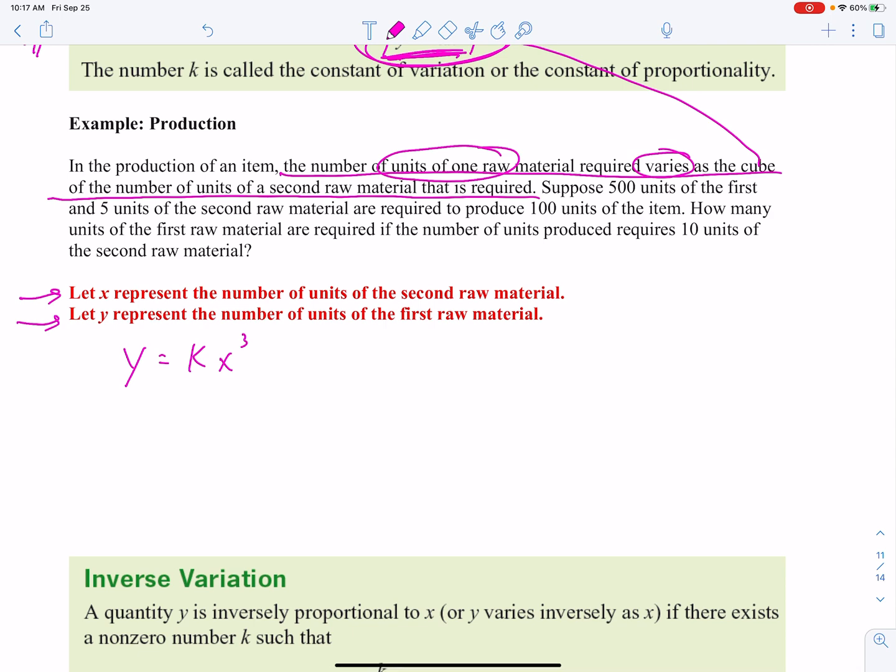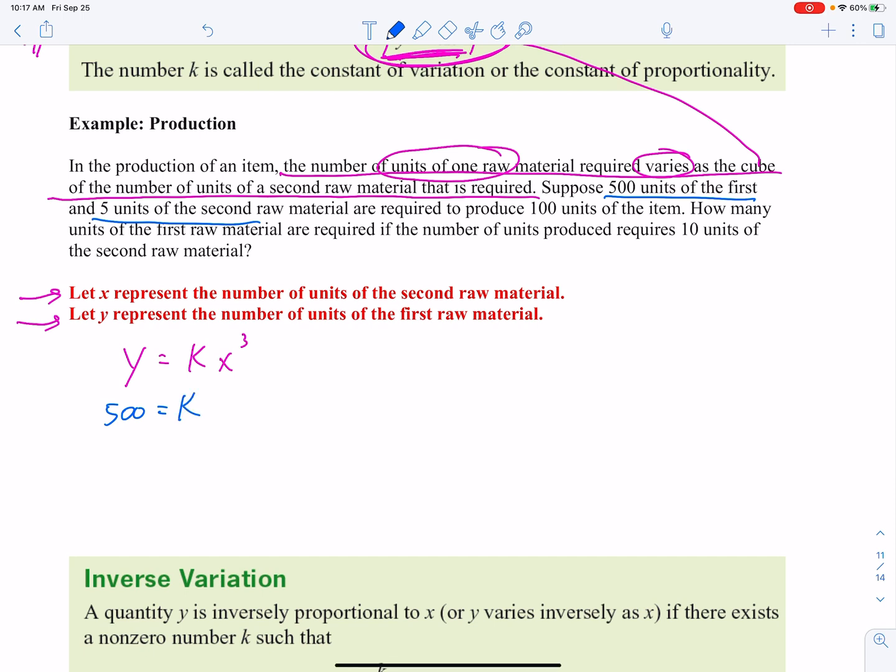So that's the information they give us there, but now they're going to give us some more information. We need to figure out that value of k. So it says right here, 500 units of the first and 5 units of the second are required to produce some number of items, right? Okay, so the first is y. So 500 goes in for y.